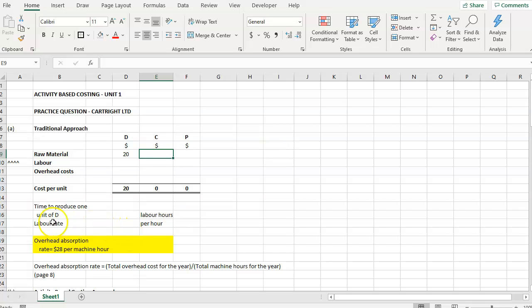You'll notice that in the question, it tells you how much time the staff worked on these products. It also told you how much money the staff members are paid.